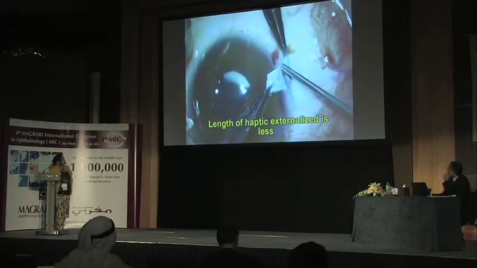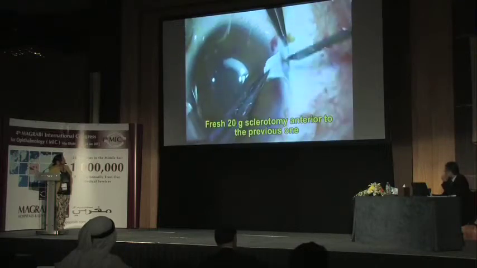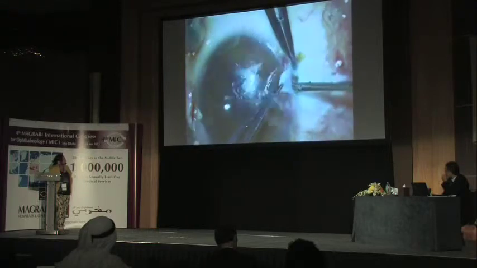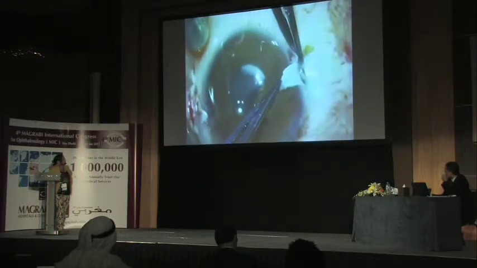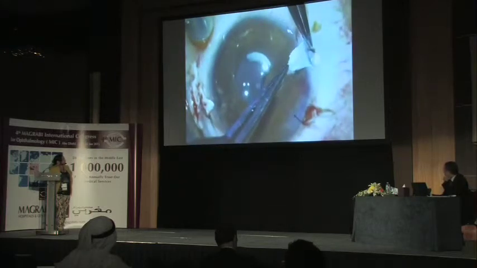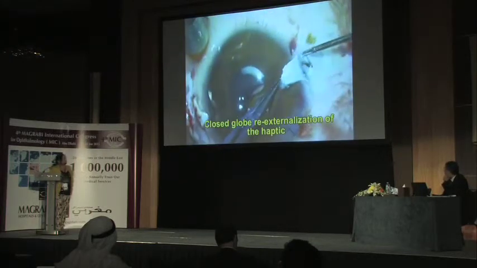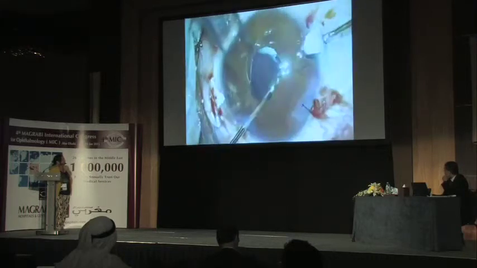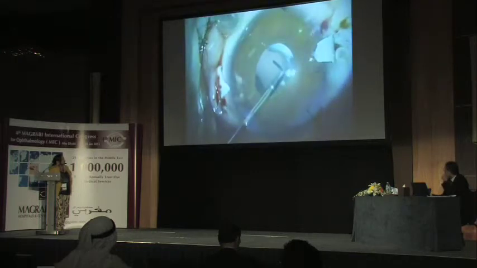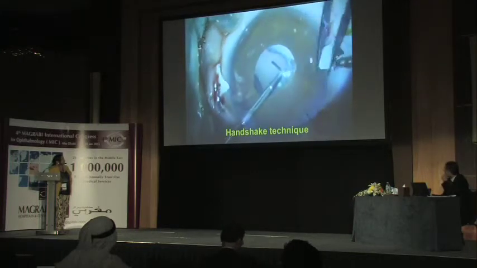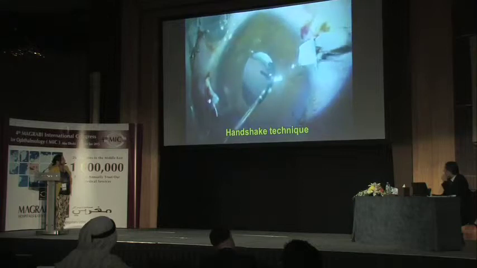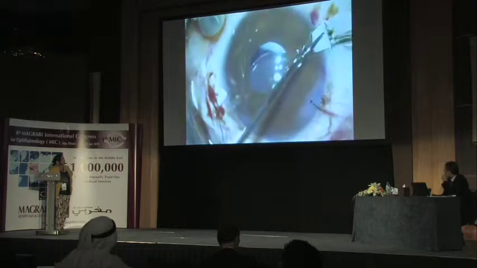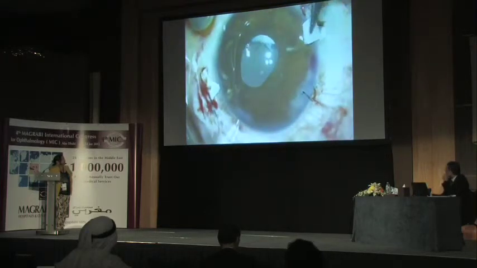Length of the haptic, once again here externalized, is not sufficient. So a fresh 20 gauge sclerotomy is created anteriorly to the first one, but be careful, you do not hit the iris. You have to go slightly vertical, otherwise you will hit the iris. Now you have to re-internalize this haptic once again, using once again a handshake technique. The left hand is holding the haptic, and this time be careful, go into the anteriorly created sclerotomy, hold the tip once again, and externalize the haptic once again, and leave it there.